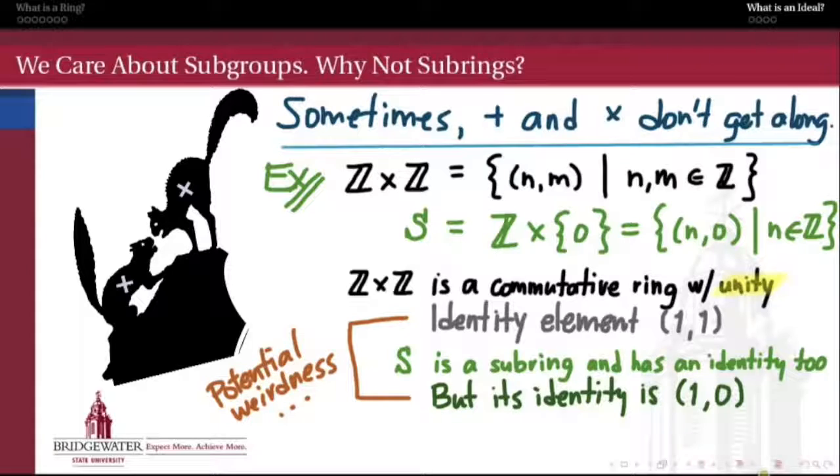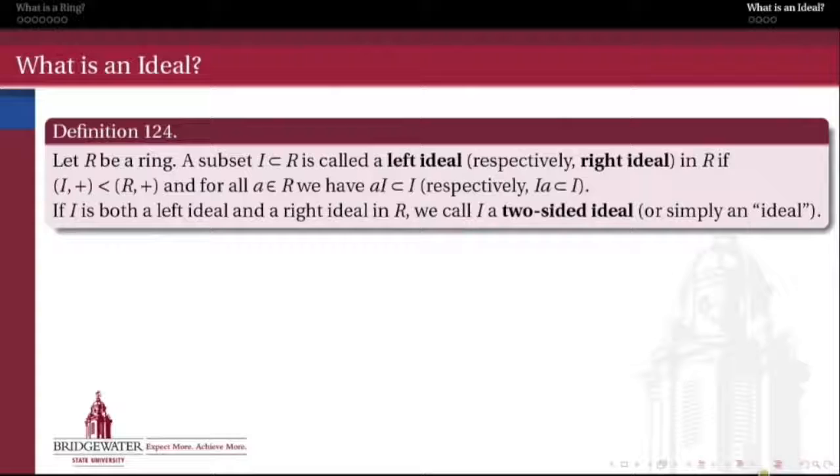So some weird things can happen if we look at a subring, because we might get some properties that don't line up in a subring with the properties of the bigger ring itself. So there's some potential weirdness here. So we're not actually going to care too much this semester about subrings. What we're going to care about instead is a different kind of subobject called an ideal.